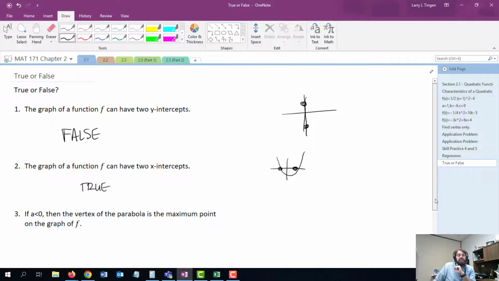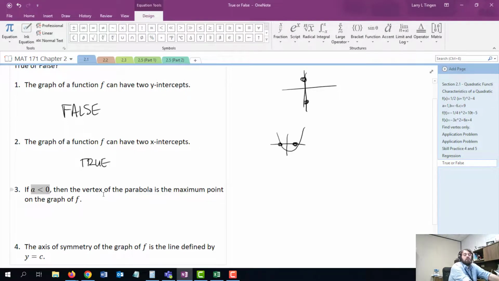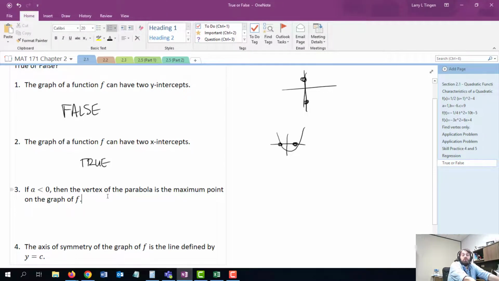If a is less than 0, then the vertex of the parabola is the maximum point on the graph. If a is less than 0, the parabola opens down. So if it opens down, then the vertex is what, a max or a min? It is a max. All right, so that one is true.